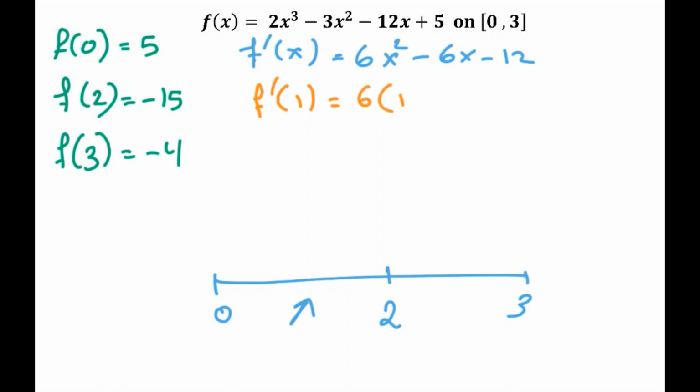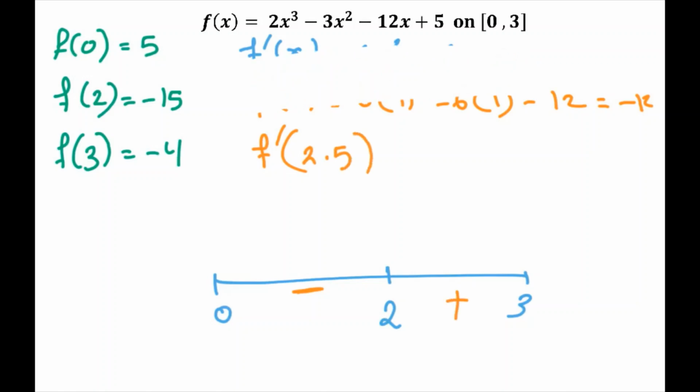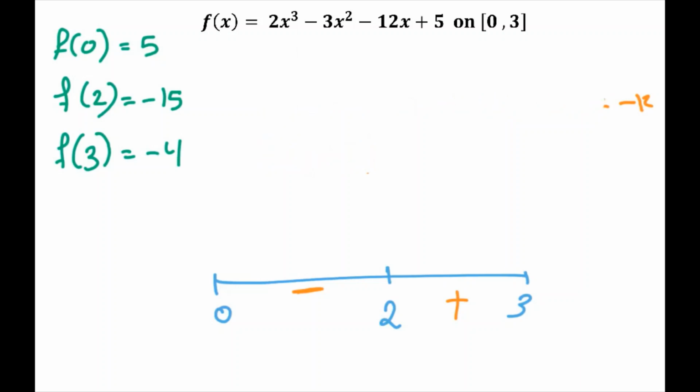Take any point here. Maybe you can take f prime of 1. It's going to be 6 times 1 squared minus 6 times 1. The answer is -12. So it is negative. Then we will take a point between 2 and 3. You can take f prime of 2.5 and substitute it. You are going to get a positive answer. Now we need to decide whether they are maximum, minimum, absolute, or local.